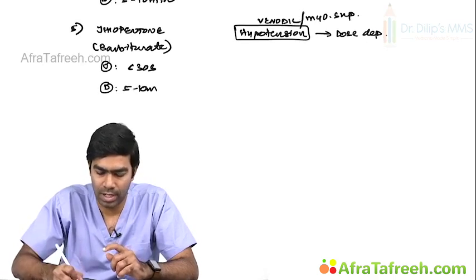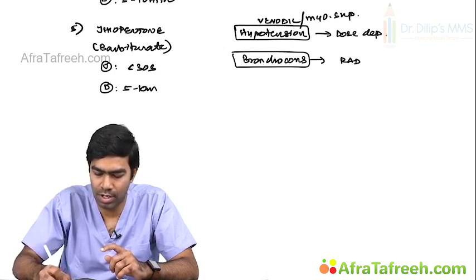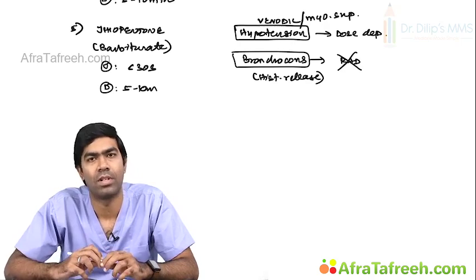Okay. Second, it can cause bronchoconstriction. Yes, absolutely right. It can result in bronchoconstriction, which means definitely do not use in reactive airways disease. Why bronchoconstriction? Because it can produce histamine release. So never ever touch this drug in reactive airways disease.